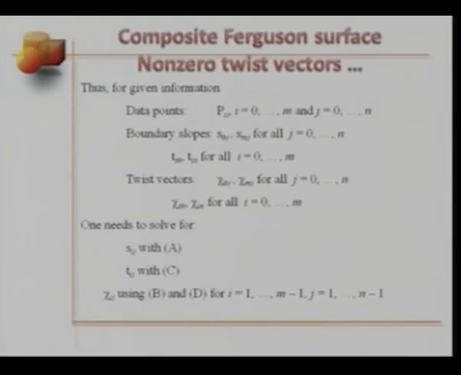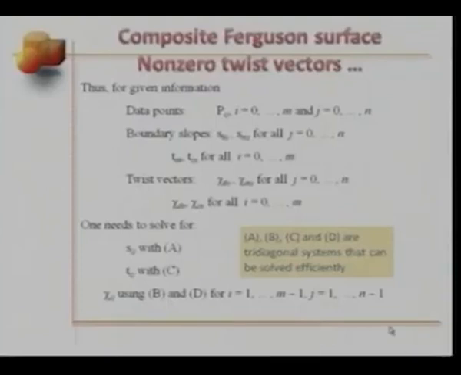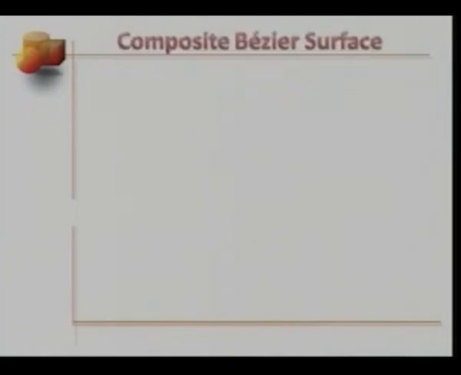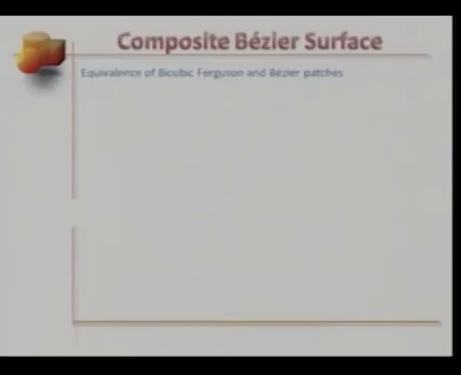You'll need to spend some time all by yourself to understand this. A little note: equations A, B, C, and D are all tri-diagonal systems that can be solved easily and efficiently using Thomas's algorithm. Let's now come to the second model, composite Bezier surface. But before that, let's establish equivalence between bicubic Ferguson's and Bezier patches.